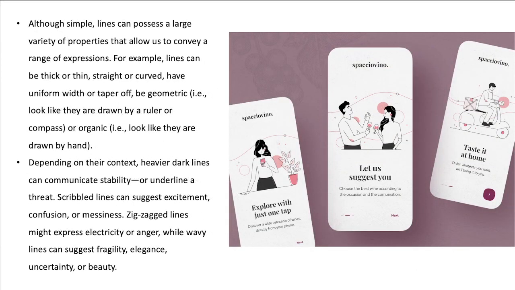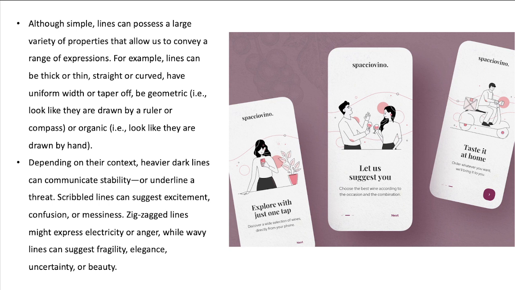The simple line can possess a large variety of properties that allow us to convey a range of expressions. For example, lines can be thick or thin, straight or curved, have uniform width or taper off, be geometric, that is, they look like they are drawn by a ruler or a compass, or organic, that is, they are drawn by hand. Depending on their context, heavier dark lines can communicate stability or underline a threat.